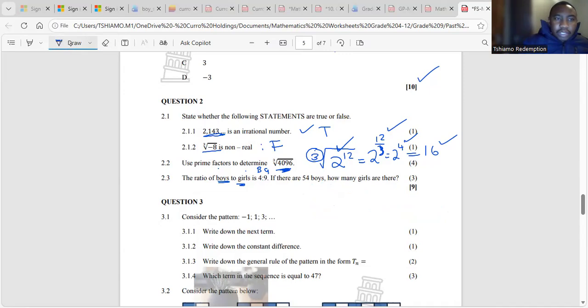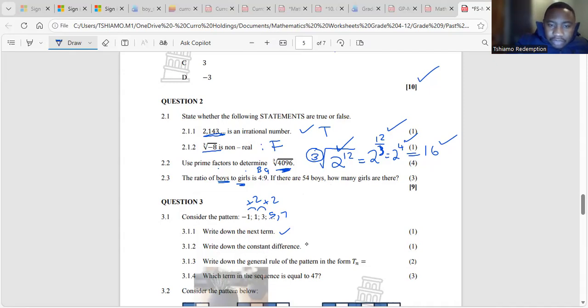Okay, let's look at question 3. Question 3 says, consider the pattern. We're given that pattern. So look, from -1 to 1, they're adding with how much? With 2. From 1 to 3, they're adding with 2 all the time. So write down the next 2 terms. What will be the next 2 terms? 5 and 7. So that is done.